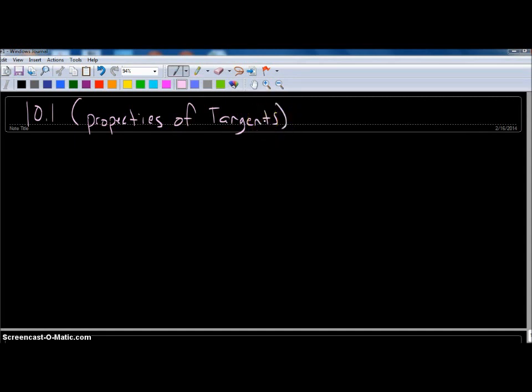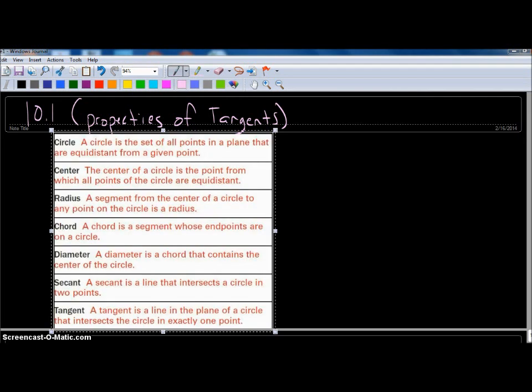I'm going to paste a picture of the vocabulary. There's the vocabulary that we did the other day. I'm not going to go over it, so if you need it, copy it down. I'm going to go into some problems we need to work on.